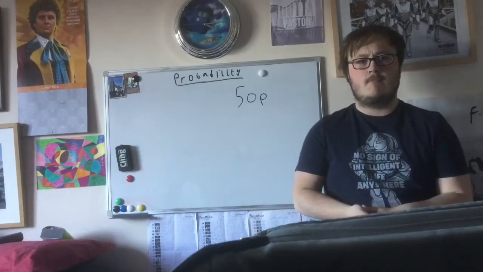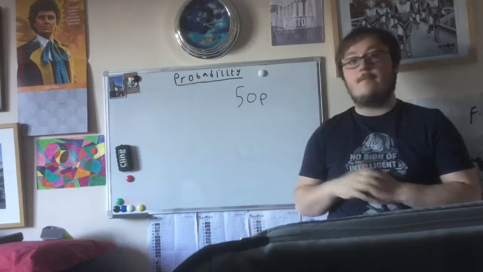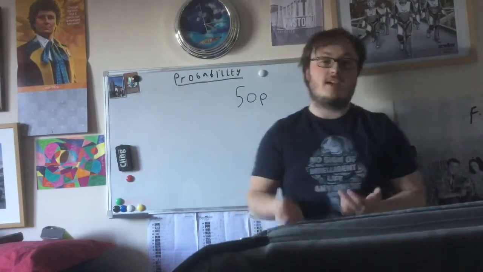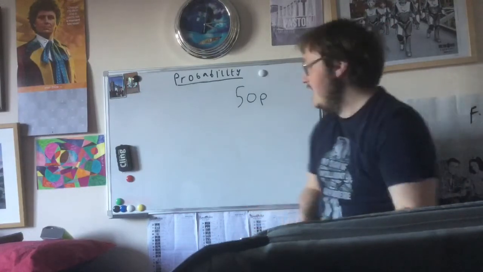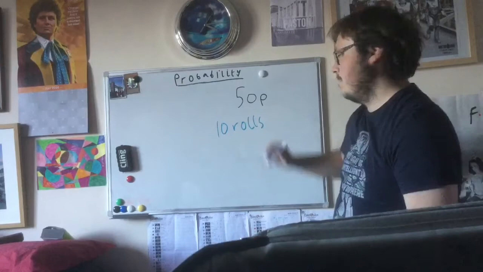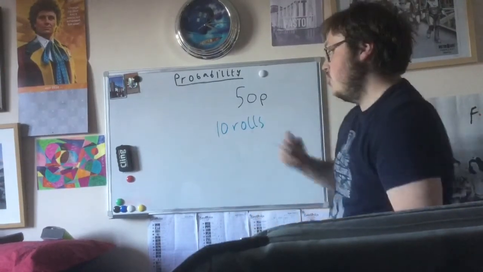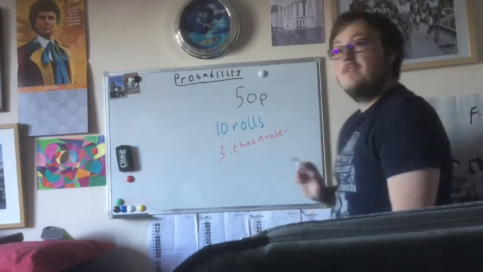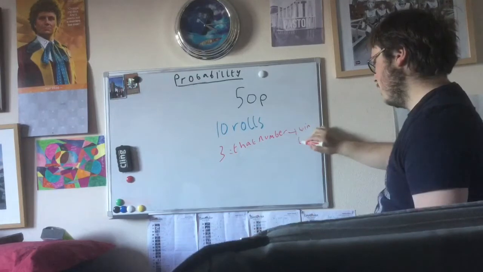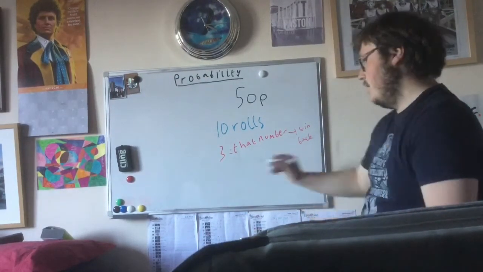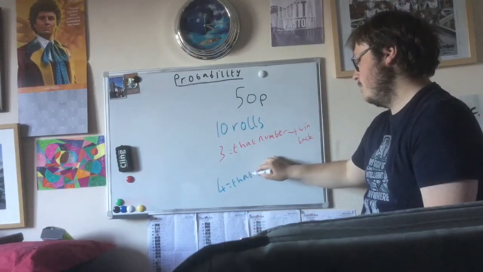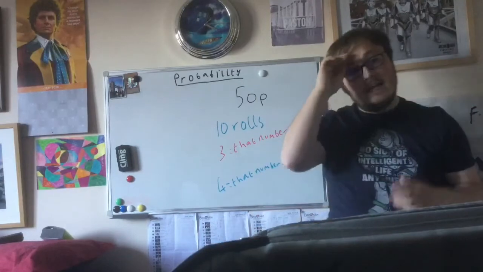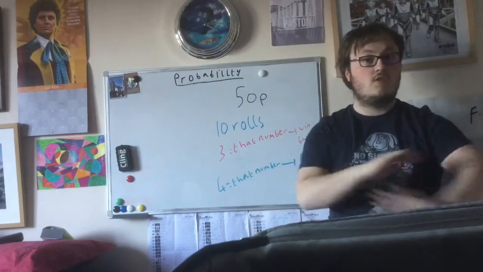So let's look at it like this. You're at a fair, and you see this stand which charges 50p to take part. The person who runs that stand asks you to choose a number on a dice, so any number between 1 and 6. He then rolls this dice 10 times. Okay? If you get 3 of that number, you get your money back. If you get 4 times that number, you win £1. But if you get anywhere less than 3, you don't get your money back.